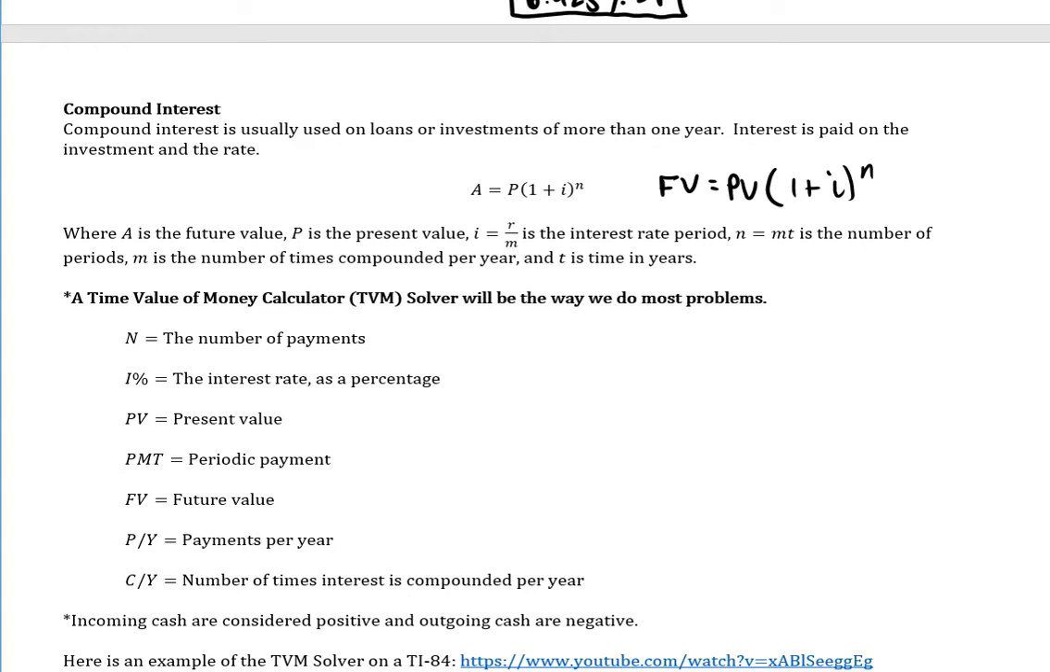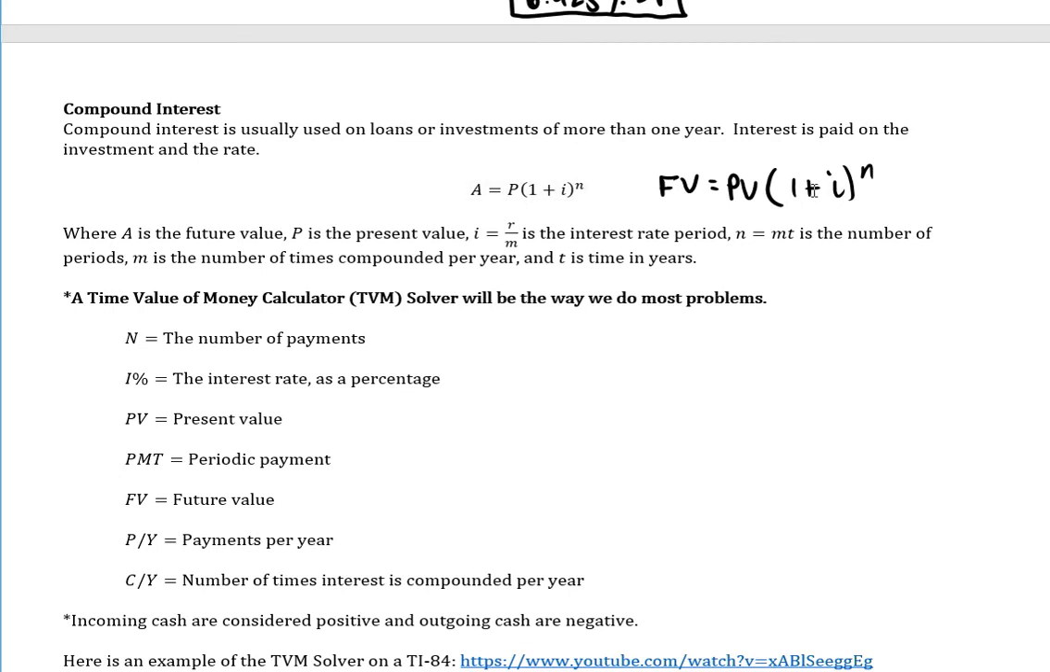The I is the interest rate per period, which is taking your R, your interest rate, and dividing by M. M is the number of times compounded per year. We'll get into all these. And then N equals M times T, so it's the number of periods that get compounded, and time T is in years again.